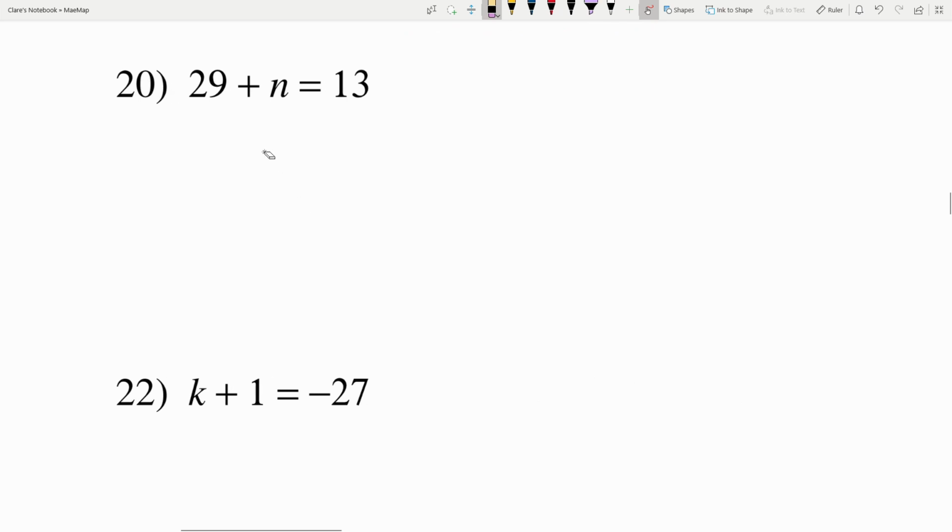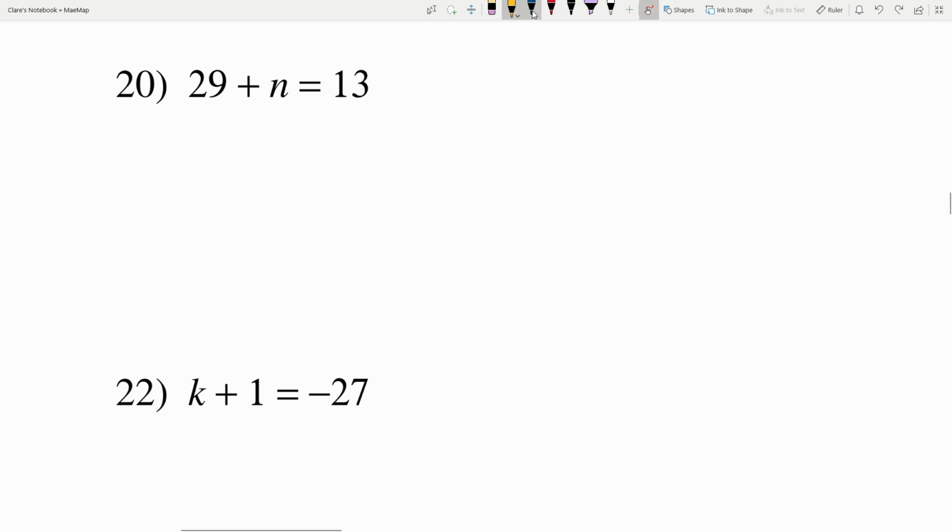Now again, for number 20, this is easy to think about. 29, if we're adding that to our variable n, what does n have to be in order to equal 13? In order for the left-hand side to equal 13? Well, 29 is greater than 13, so n is going to be negative. And what value do we have to add that's negative to 29 to get 13? And that's going to be a negative 16. That's the only number that will make this equation true.